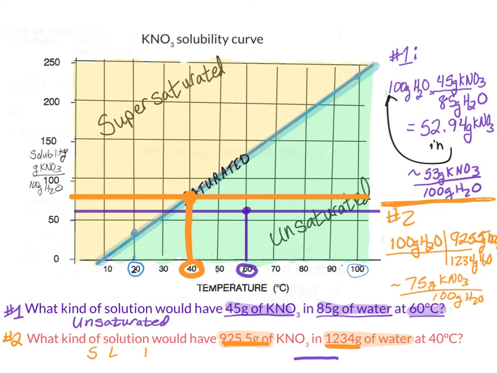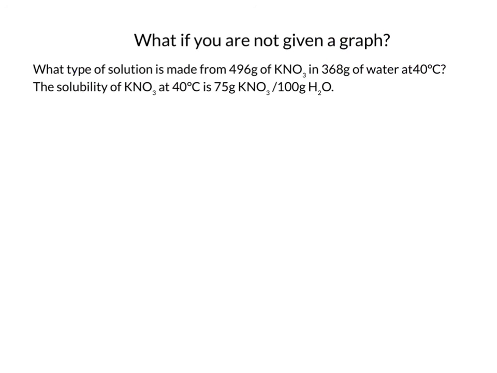And again, we're going to try this with some numbers that are not 100 grams of water. So you'll notice that in this case you are not given a graph. Instead of the graph, you're given the information about what the solubility is at that given temperature that we're going to be studying. So in this question, we want to know what kind of solution we have if we have 496 grams of KNO3 in 368 grams of water at 40 degrees Celsius, if we know that the solubility of KNO3 at 40 degrees Celsius is 75 grams of KNO3 per 100 grams of water.